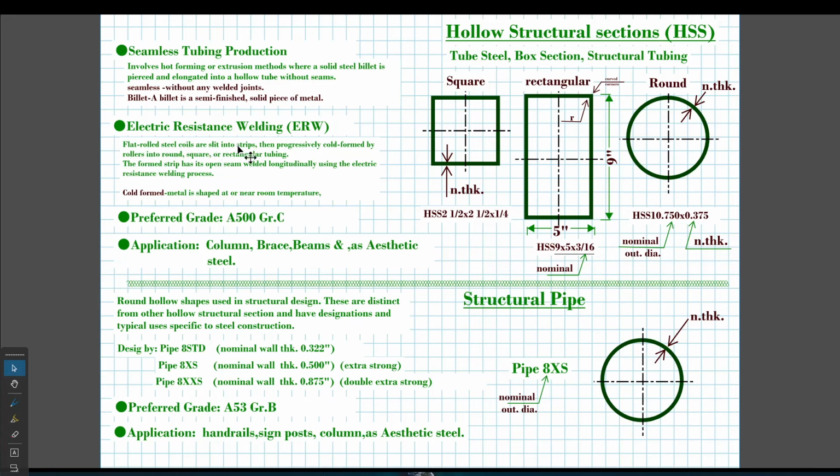The other method is electric resistance welding. In this method, flat plates or rolled coils are cold formed by rollers into round, square, or rectangular tubing, and these formed shapes then get welded longitudinally by using the electric resistance welding process. Cold form means the process in which we are working on the steel at or near room temperature.